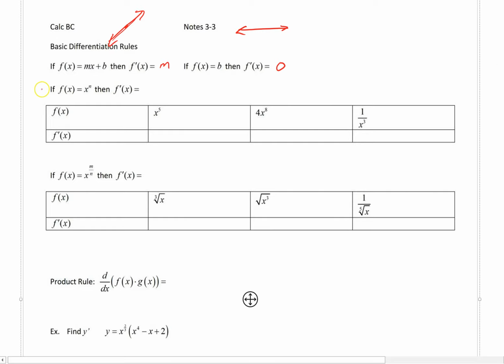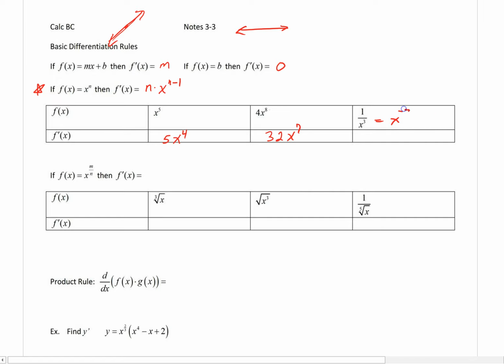The power rule, wow, super important. F of x equals x to the n. F prime would be n times x to the n minus 1. What does it mean? X to the fifth, the derivative is 5x to the fourth. 4x to the eighth: drop down the 8, 8 times 4 is 32. Decrease your power by 1.